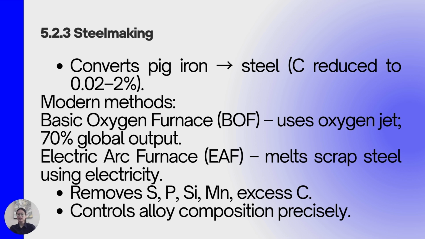The electric arc furnace, in contrast, primarily melts scrap steel using electric arcs between graphite electrodes. It offers flexibility, lower capital costs, and is more environmentally sustainable due to its ability to recycle scrap metal. EAFs are especially favored for producing specialty and alloy steels. After refining, alloying elements may be added to achieve specific properties. The molten steel is then tapped and directed to the casting stage, either into molds or through continuous casting lines.